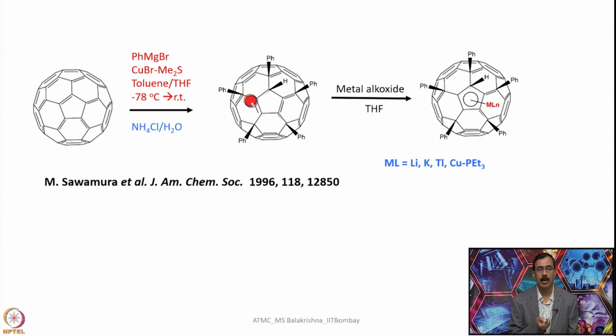You can recall now it resembles C5H6 cyclopentadiene, and when you add a metal alkoxide to it, I have given metal alkoxides of one of these things here in THF, and you can make it eta 5, and you can see a half sandwich compound coming out something like this. So, that means one of the 5-membered rings can also be utilized as an eta 5 ligand from C60. This was reported in 1996. If you want more information, you can refer to this journal here.